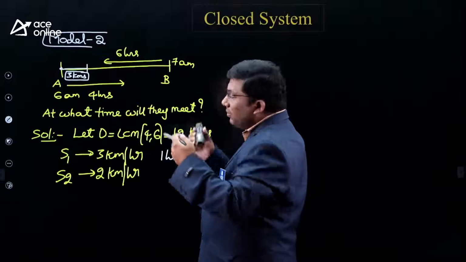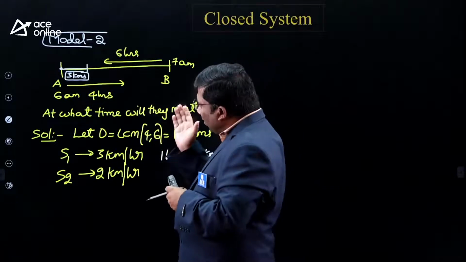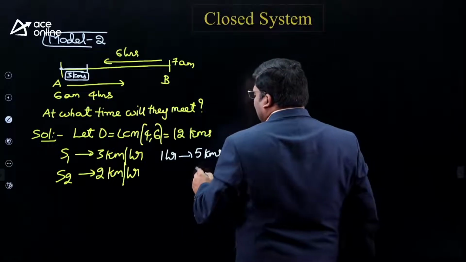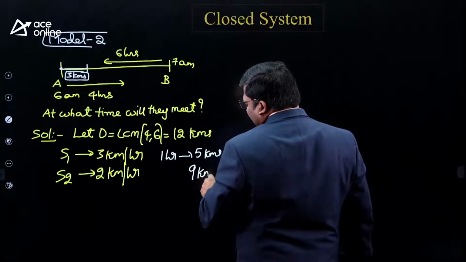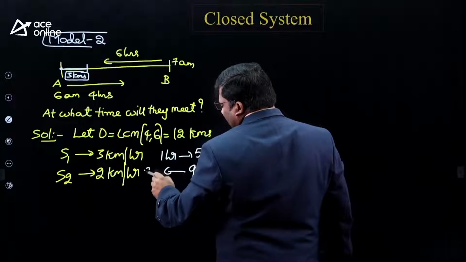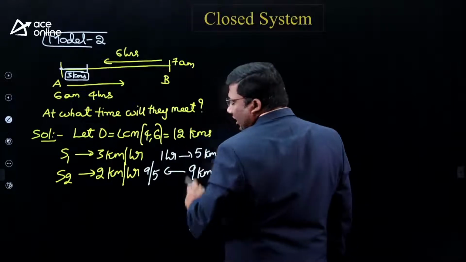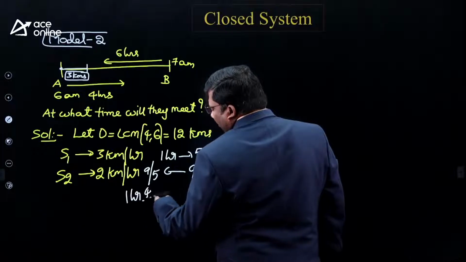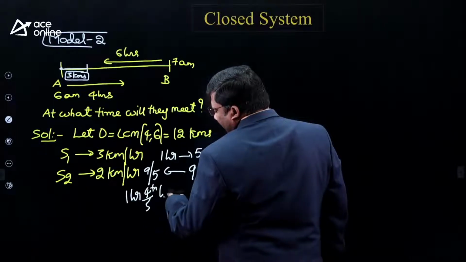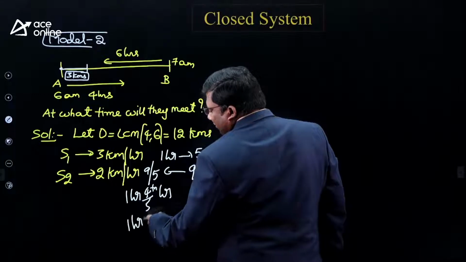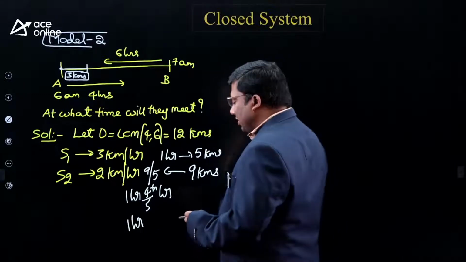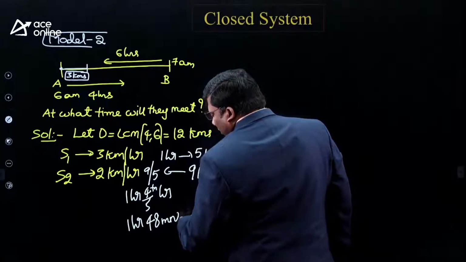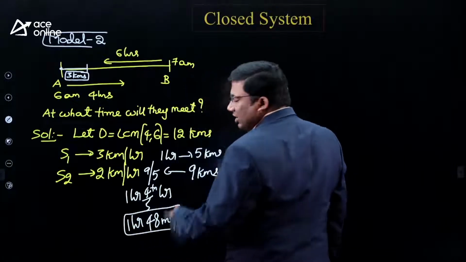Generally in the previous problem, I took the total distance. But out of these 12, 3 already traveled. What is remaining? 9 kilometers it is remaining, which is 9 by 5. It is 1 hour and 4/5 of an hour. An hour is 60 minutes, so 4/5 is 48 minutes. 1 hour 48 minutes they will meet.